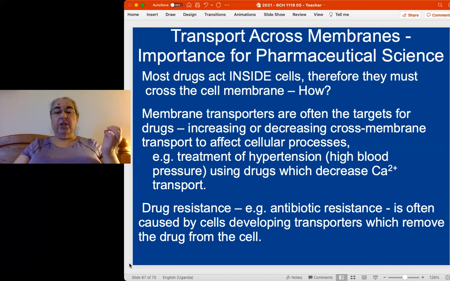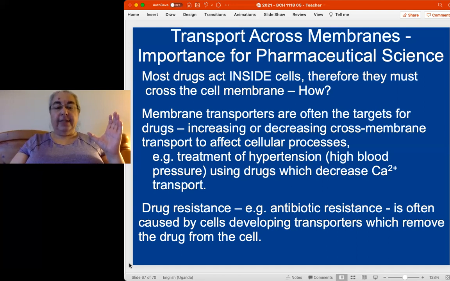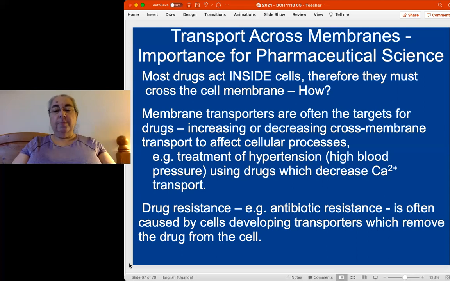The third thing I thought I'd mention is drug resistance, antibiotic resistance. This is often caused by the bacterial cells that the antibiotic is aiming to kill. The cells are able to become resistant to that antibiotic by developing transporters which remove that drug from the cell, which pump it out, which stop it having its effect on the cell. So thinking about transporters and transport across membranes is very important when you think about how a drug works.